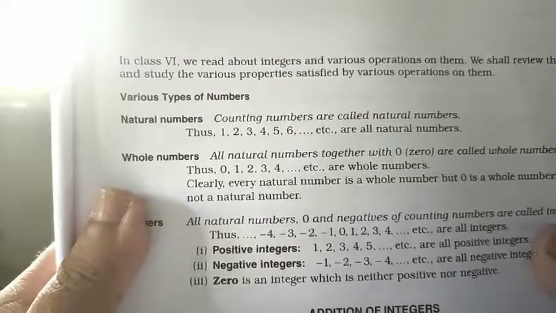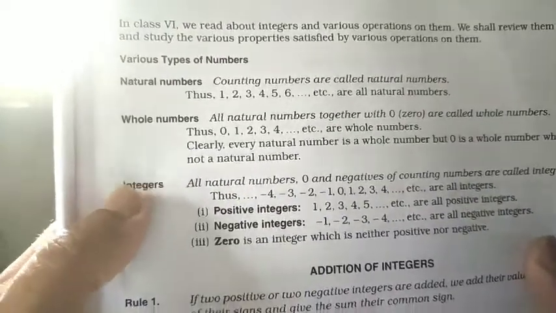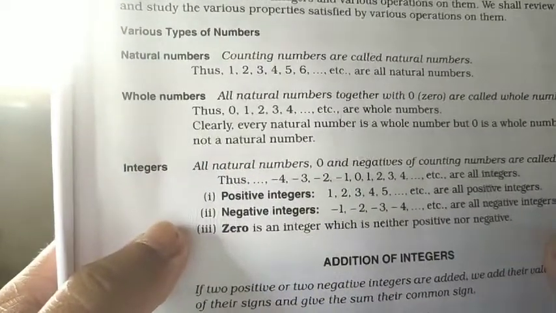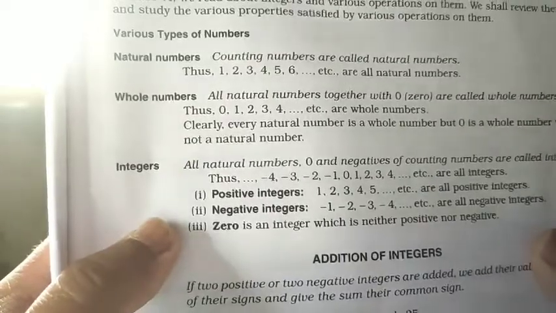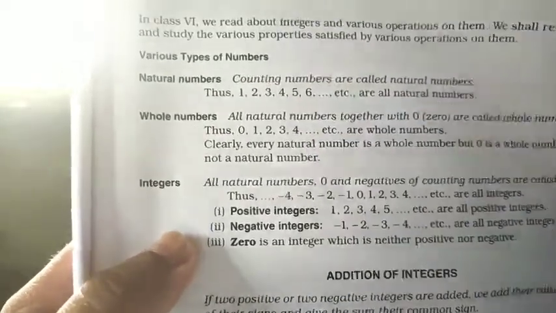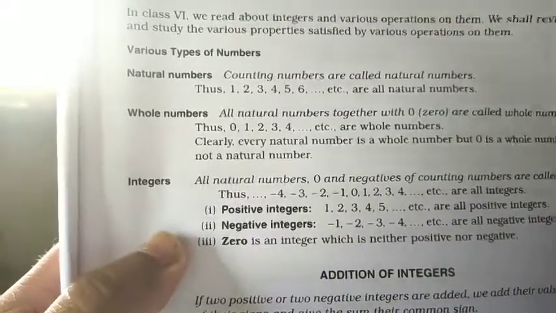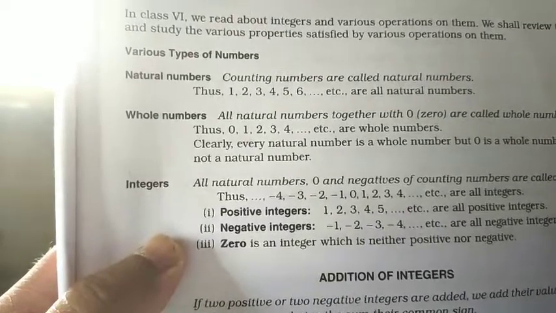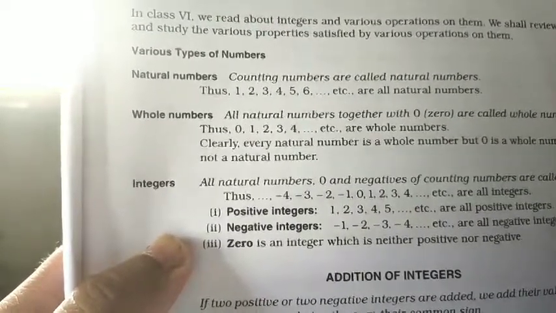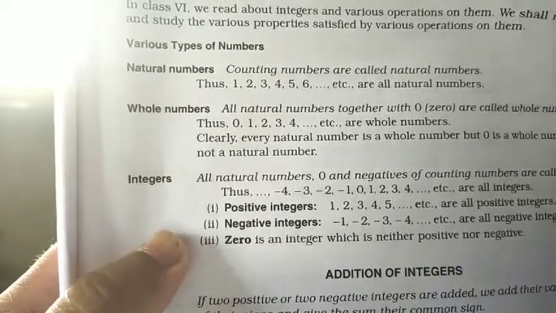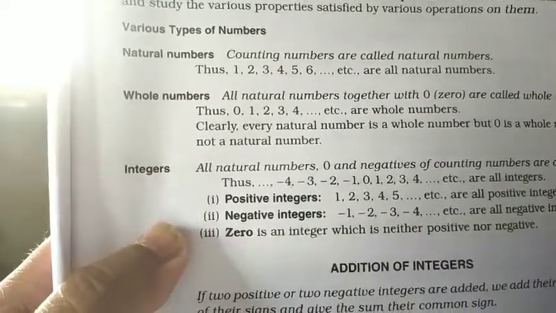Now let's go to the next term, whole numbers. What are whole numbers? All natural numbers together with 0 are called whole numbers. So all the counting numbers including 0, they are called whole numbers.